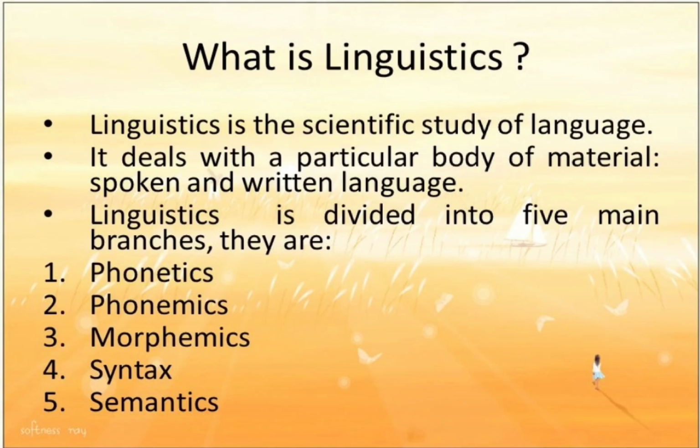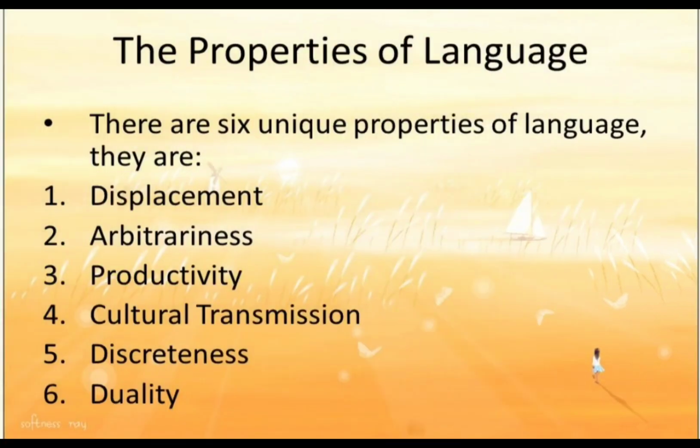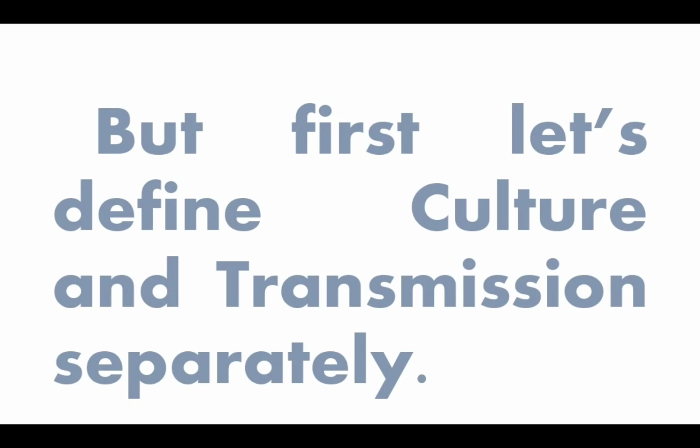So let's go to the main topic, the properties of language. So there are 6 unique properties of language. They are displacement, arbitrariness, productivity, cultural transmission, discreteness, duality. But I'm only discussing 3 properties. Let's start with cultural transmission. But first, let's define culture and transmission separately.